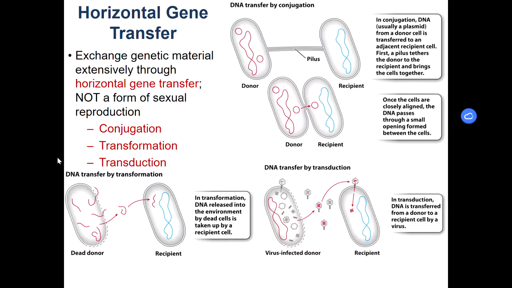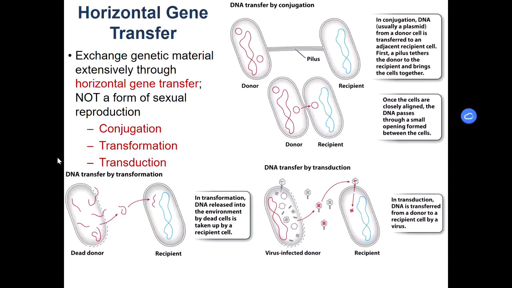The second way is by transformation. And in transformation, what happens is a bacteria cell, for example, will die. As its cell membrane breaks down, that DNA is released into the environment. And then a different cell can pick up some of that DNA that's just floating around in the environment. So that's transformation. And the last is by transduction.